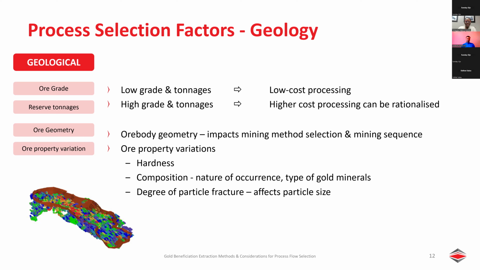Then the last point there, ore property variations. This refers to differences in the minerals and the rock properties across the entire gold ore body. So for example, properties such as the hardness and the composition of the minerals within the ore. These will not be the same across the entire ore body. So the processing plant must be robust enough to weather these variations.